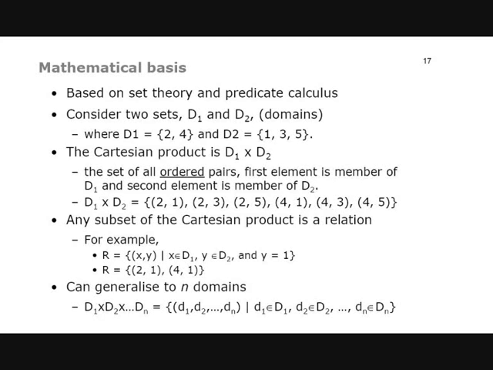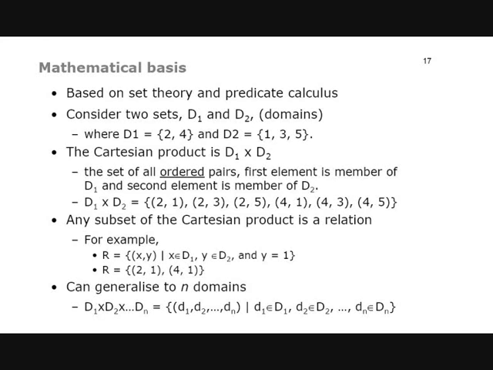If I want to define the Cartesian product, which is a set operation, of D1 and D2, that is defined as the set of all ordered pairs, where the first element is taken from the first set, D1, and the second element is taken from the second set, D2. So the Cartesian product of D1 and D2 is going to be made up of (2,1), (2,3), and (2,5), because I'm taking an element from the first set and an element from the second set, and then (4,1), (4,3), (4,5). So all of those together are the Cartesian product of sets D1 and D2.